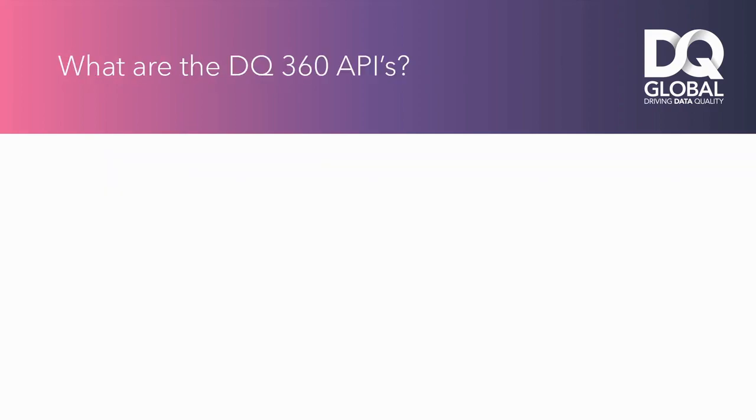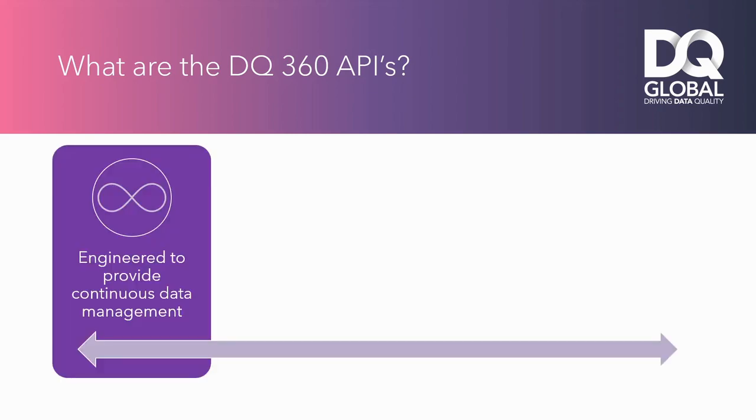So what are the DQ360 APIs? Well, really, they are a set of services that have been engineered to provide continuous, proactive data management that will allow real-time point of entry cleansing, checking of data, so that you can maintain your data ecosystem in your source and target systems. And this will become more clear when we look at the use case in a moment.